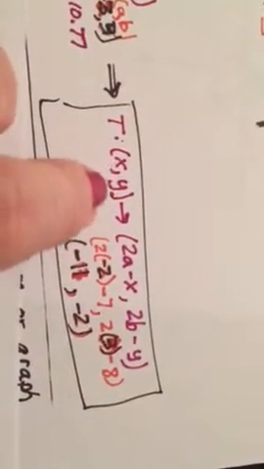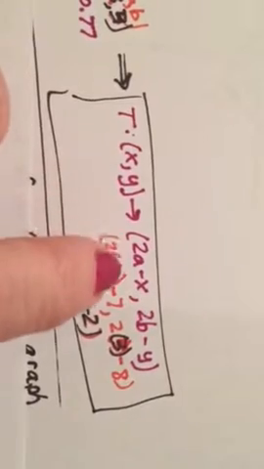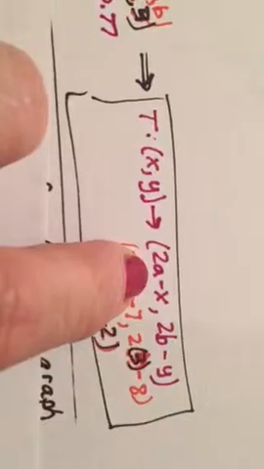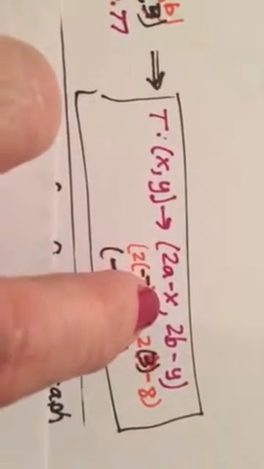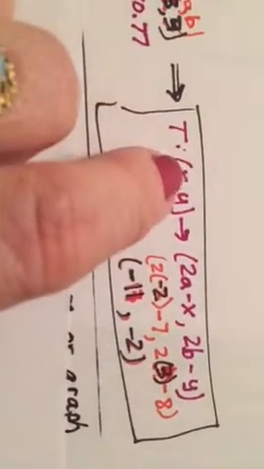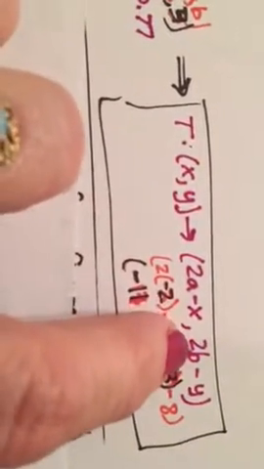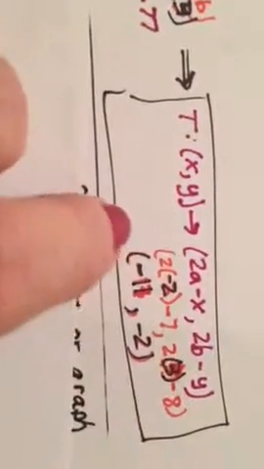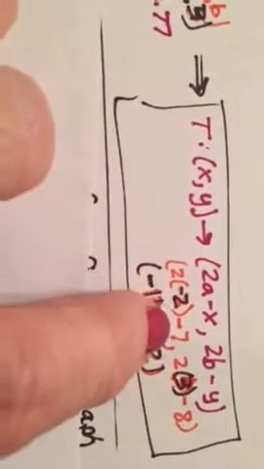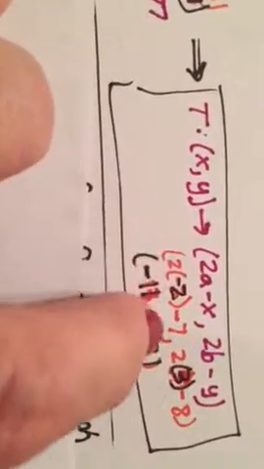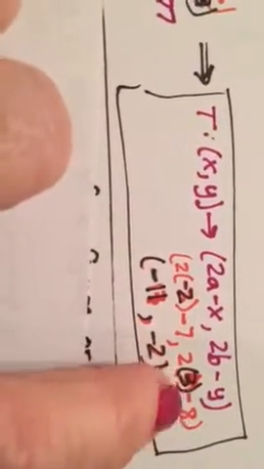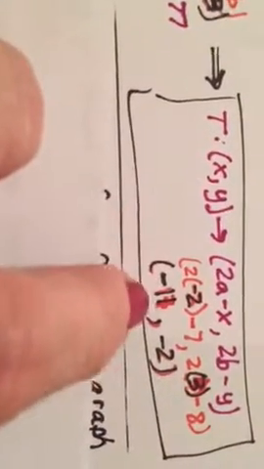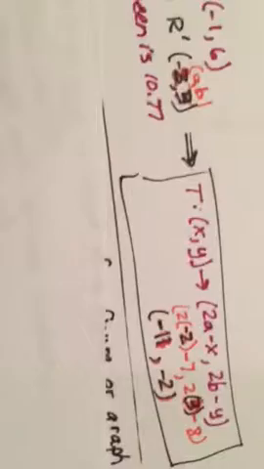The transformation of (x, y) rotated about a point is 2 times the x-coordinate of the rotational point minus the x of the point, and 2 times the y of the rotational point minus the y of the initial point. So 2 times -2 minus 7 is the new x-coordinate, and 2 times 3 minus 8 is the result for the y-coordinate. That equals (-11, -2).